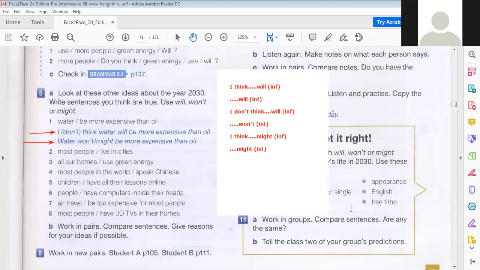Because people want to live in the village. People want to live in villages. Yes. Do you think all people, or do you think maybe some people do?